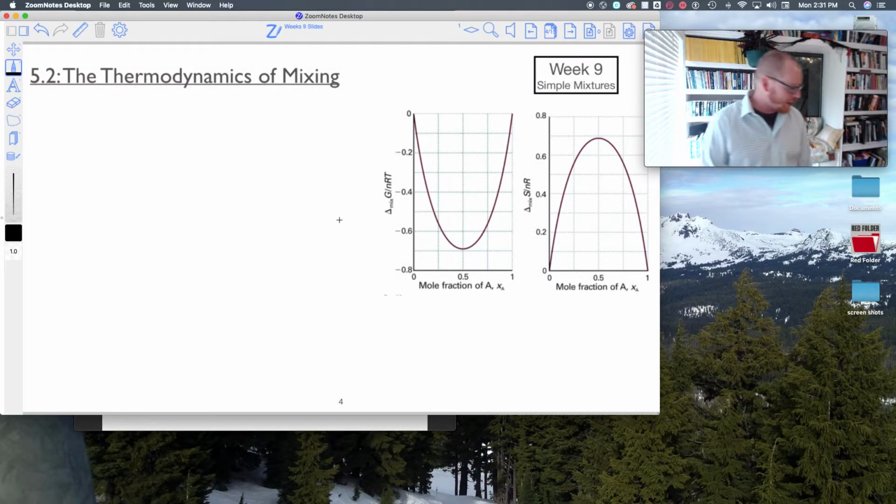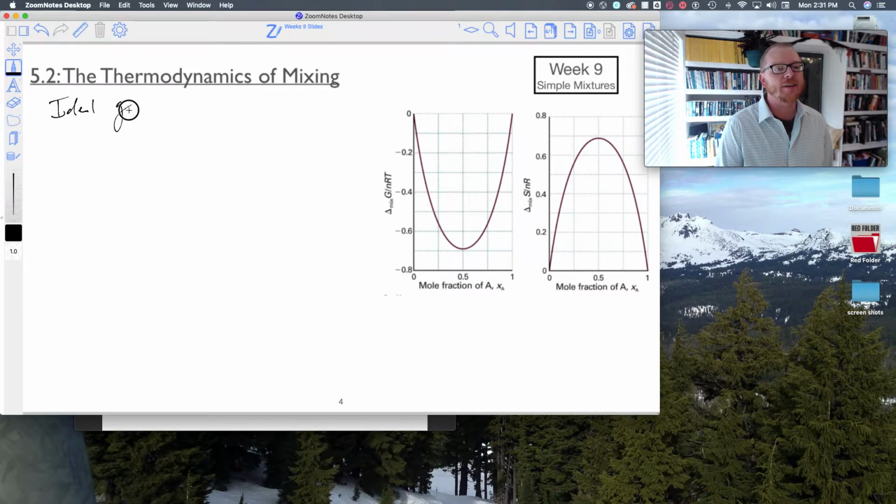Alrighty, so the thermodynamics of mixing. I'm not going to spend a lot of time deriving these equations here, but what I do want to talk about with respect to ideal gases is going to create our basis for understanding the thermodynamics of mixing. And when you mix ideal gases, it is always spontaneous. Right?